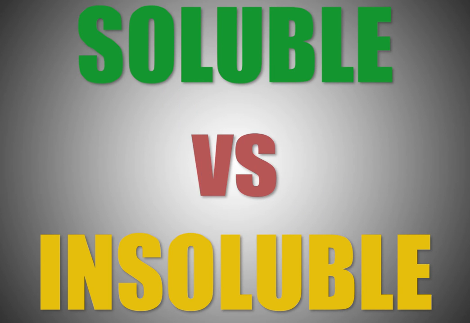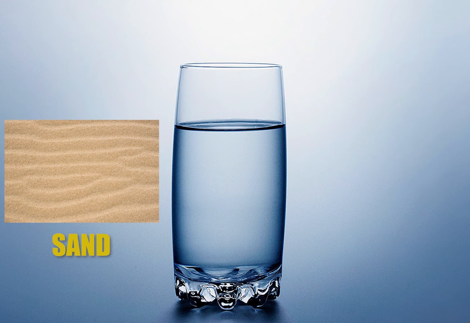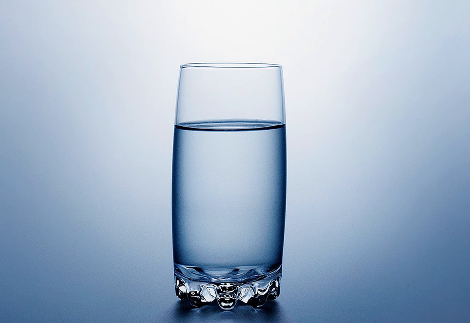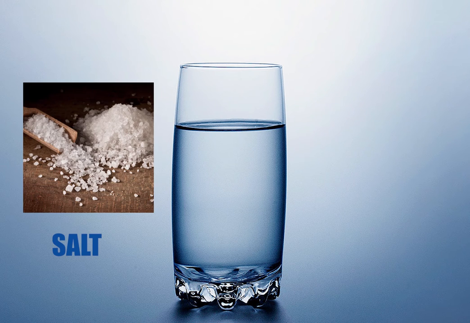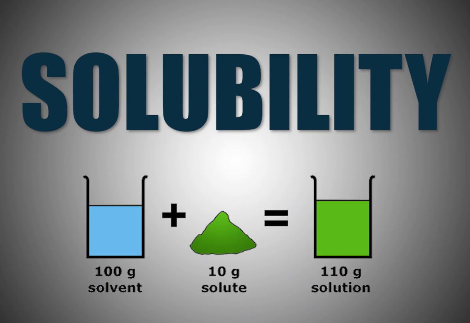Soluble and insoluble substances. So if you take a glass of water and put sand in it and stir, no matter how hard you try, the sand won't dissolve in water. This is because sand is an insoluble substance, meaning it is a substance that will not dissolve in a solvent even after mixing. However, if you take another glass of water and put salt in it and stir, the salt will dissolve in the water. That is because salt is a soluble substance which can be dissolved or liquefied in the presence of another substance. Now let us talk about solubility.